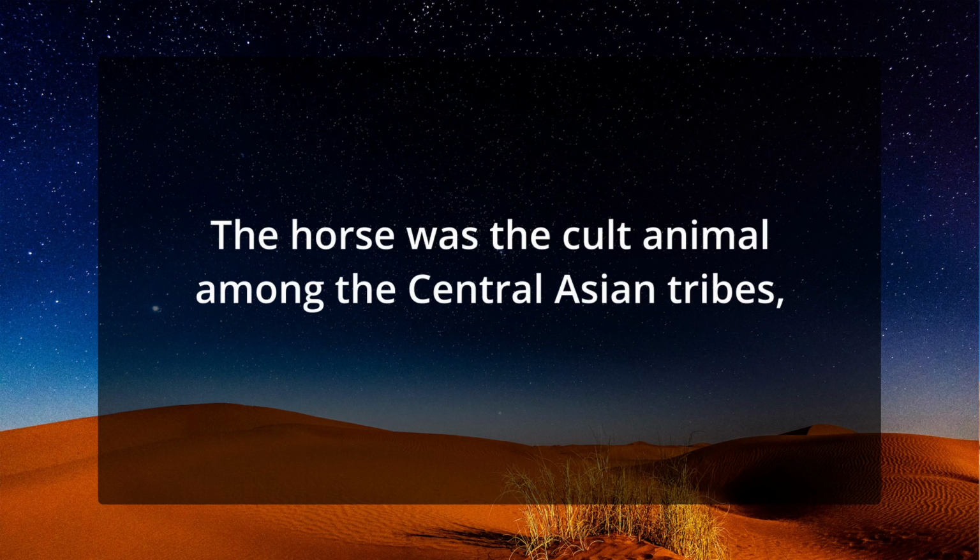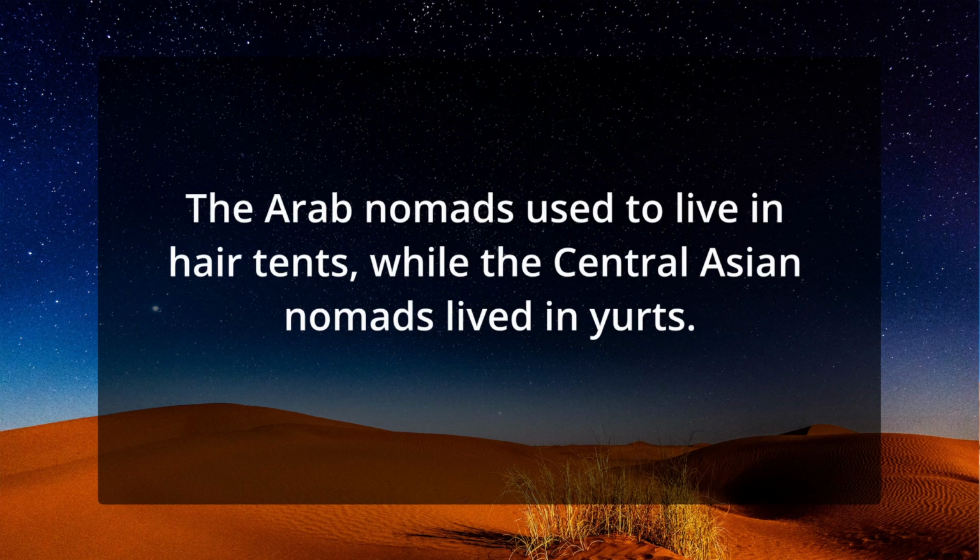Even though the culture of Central Asian nomads was similar to that of West Asian nomads, Central Asian nomads were different from West Asian nomads. In contrast to their West Asian counterparts, pastoral nomads in Central Asia were self-sufficient in multiple ways. The horse was the cult animal among the Central Asian tribes, whereas camel breeding was common among the Bedouins. Bedouins who raised camels used lances as their main weapon. The Arab nomads used to live in hair tents, while the Central Asian nomads lived in yurts. They were the perfect shelter in the desert.